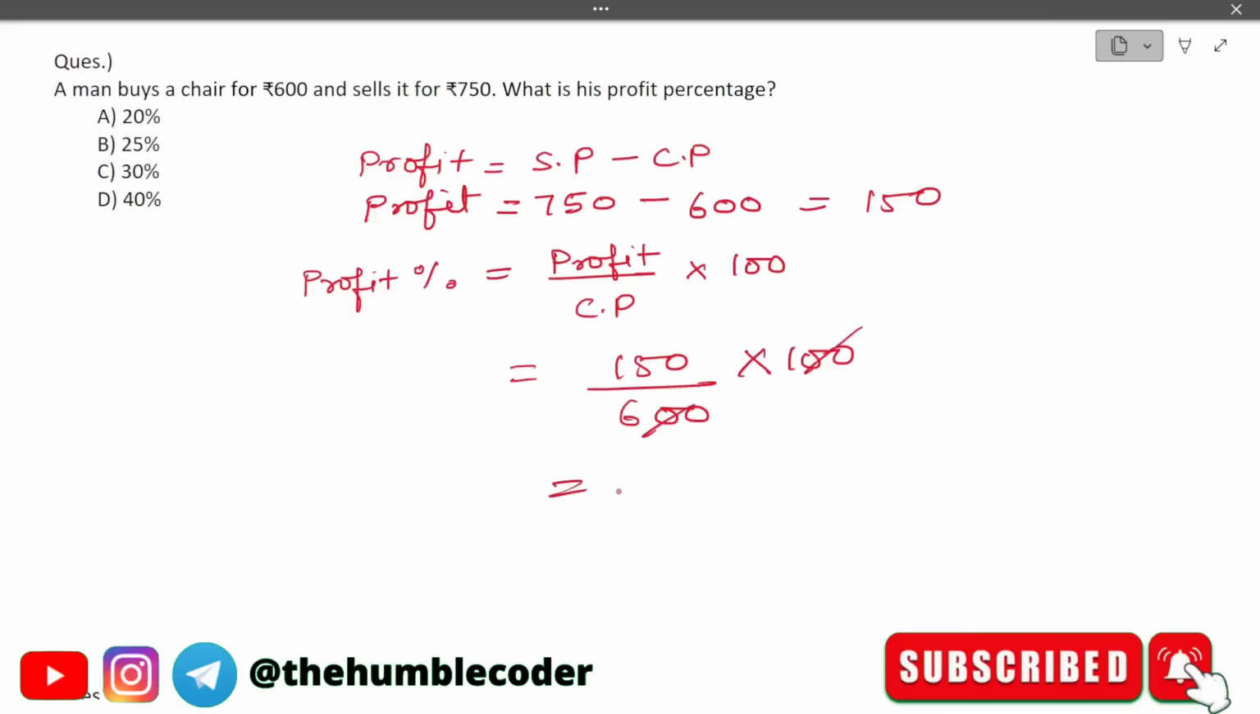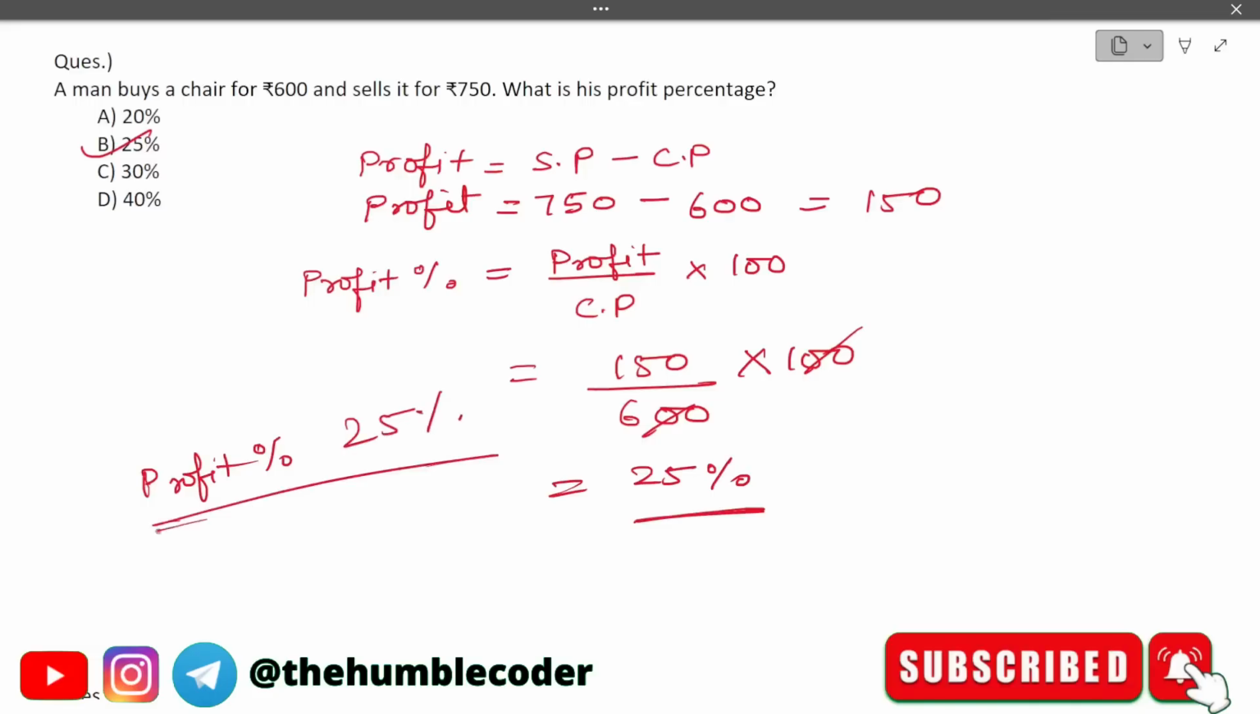We will get 150 divided by 6, which is going to be 25. So the answer is going to be 25%. So the profit percentage we will get is 25%. The answer for this question is option number D. Moving on to the next question.